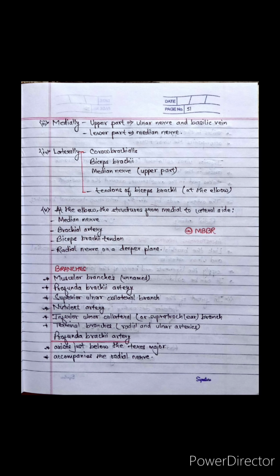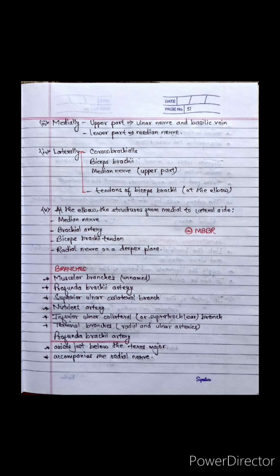at the elbow. At the elbow, the structures from medial to lateral side are as follows: median nerve, brachial artery, biceps brachii tendon, and radial nerve on a deeper plane. We can use the mnemonic MBBR to remember its order.